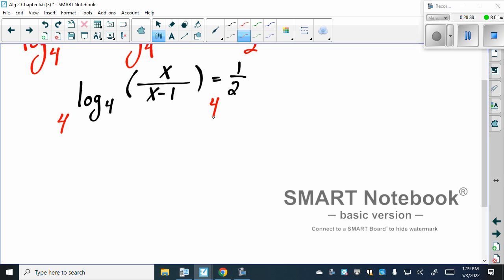So when we do this, 4 to the log base 4, these cancel out, giving us x over x minus 1. Now we need to figure out what 4 to the 1/2 is, because this 1/2 is the same as the square root. Square root of 4 is 2. What can we do next?